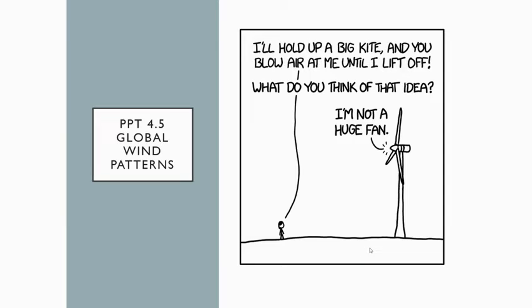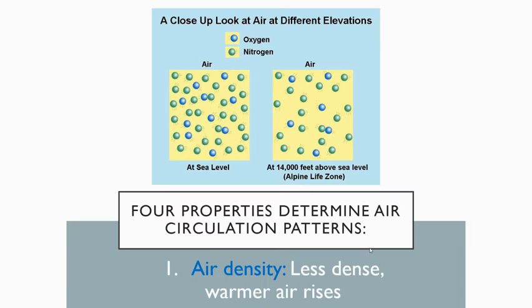This is Unit 4.5, Global Wind Patterns. We're going to look at properties of air that determine circulation patterns, as well as properties of the Earth that affect circulation patterns. So first, we're going to look at four properties of air that determine air circulation.